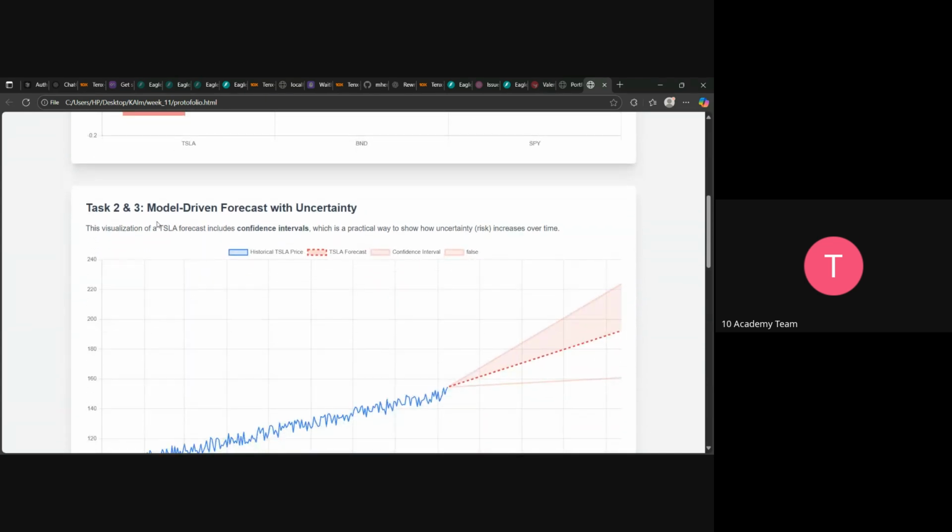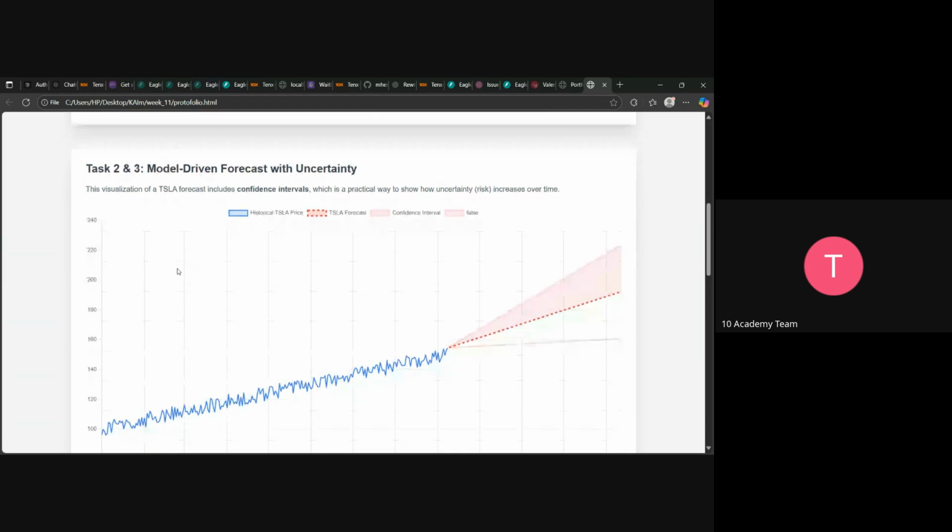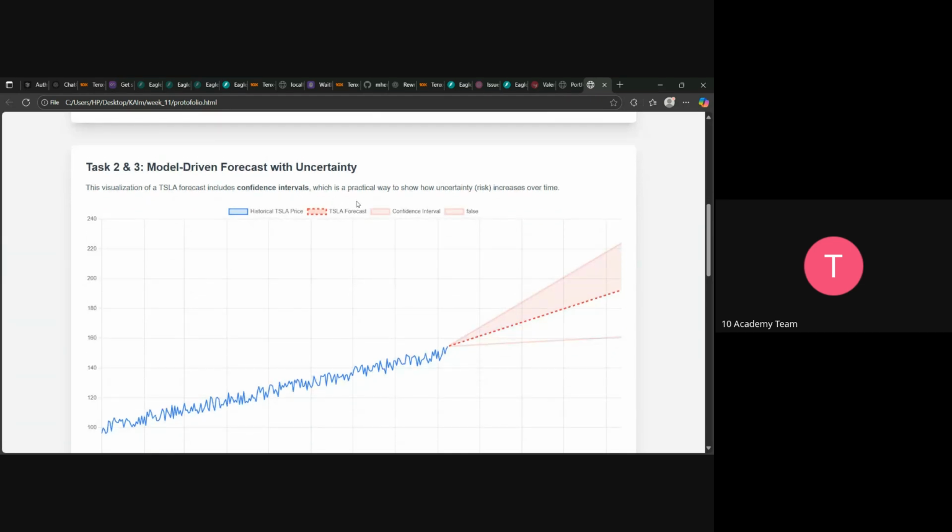So yeah, it will show us, based on new task 23, that you're working on making a specific forecast, right? The visualization of the Tesla forecast includes a confidence interval, which is a practical way to show how uncertainty or risk increases over time. The red line here that you can see is the forecast that is made by our model.